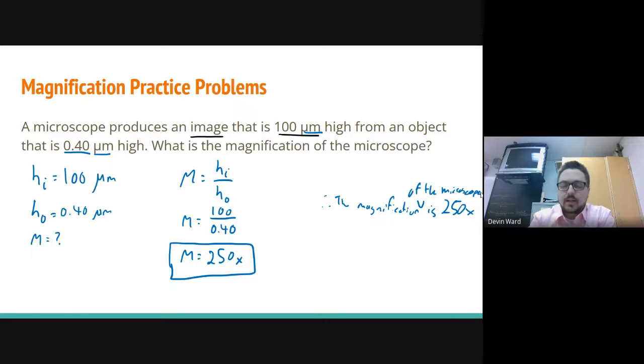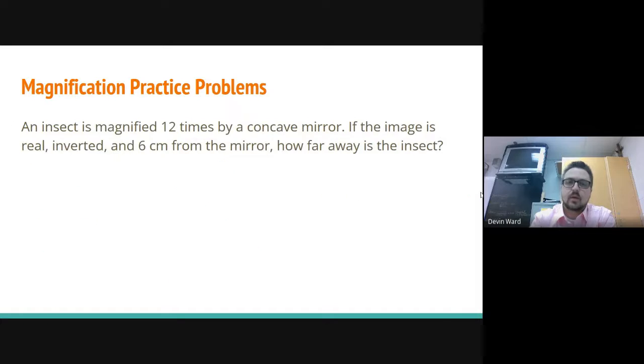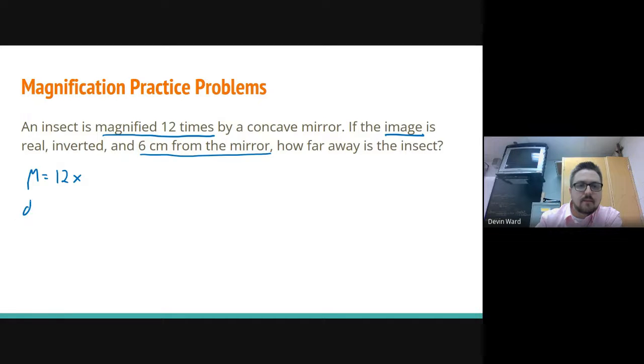So really basic formula, but you can also rearrange it to find a different variable. Like we'll see here. An insect is magnified 12 times by a concave mirror. So we know our magnification is 12 times. If the image is real and inverted and 6 centimeters from the mirror, how far away is the insect? So DI is 6 centimeters away. How far is the insect? We are looking for DO.